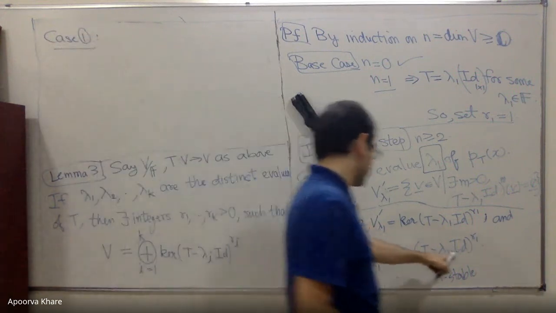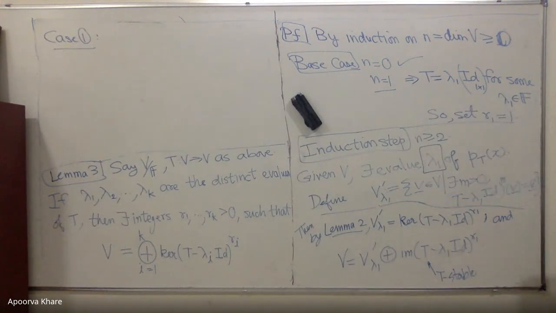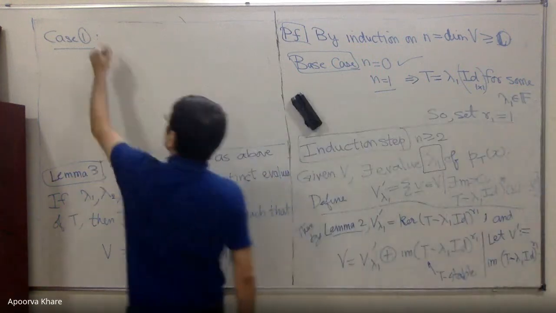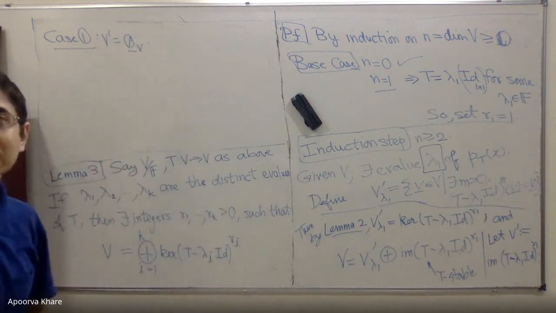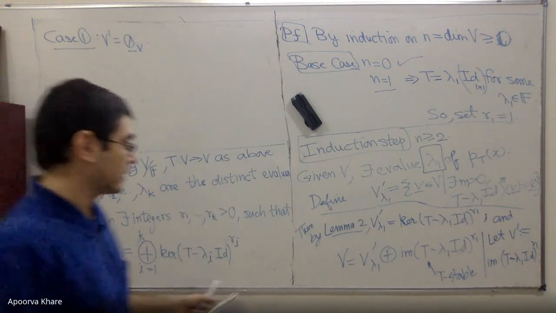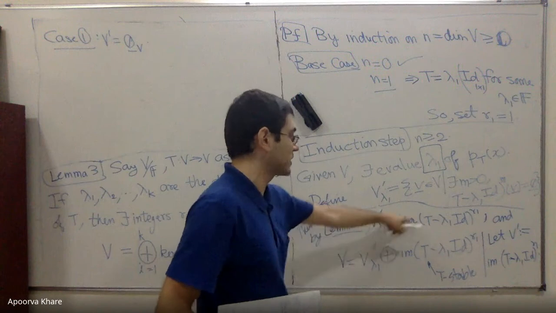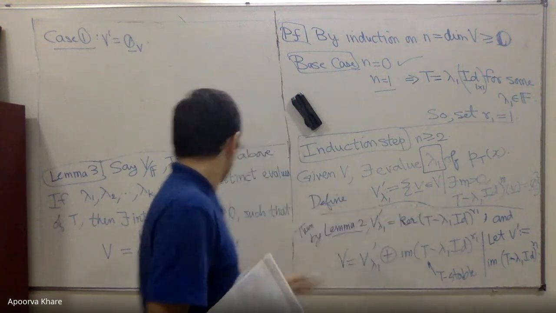This image, maybe I should give this a name. So let V prime be defined to be this image, (T minus lambda 1 identity) to the R1. So give that the name V prime. So case 1 is V prime is 0. It's literally consisting of the single vector 0. In that case, clearly V is equal to this kernel. So that is fine.